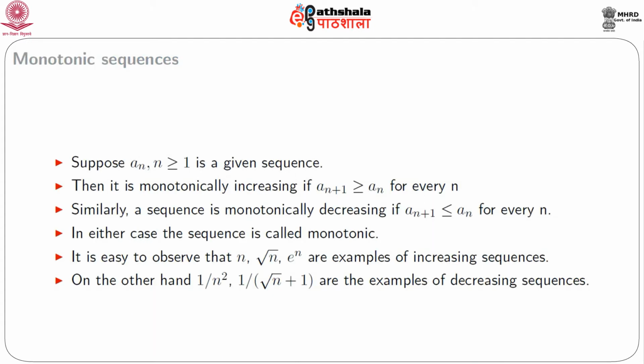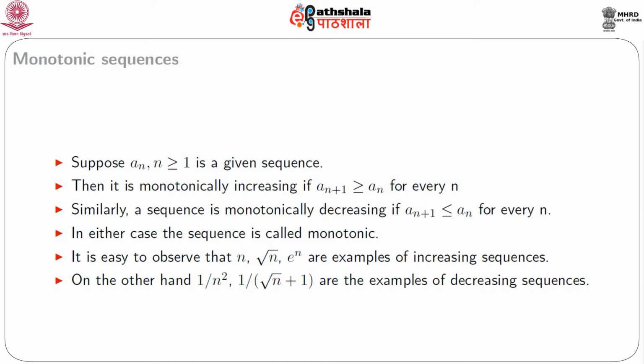So, this leads to the concept of monotonic sequences. Suppose a_n is a given sequence, then it is monotonically increasing if a_(n+1) is greater than or equal to a_n for every possible value of n. Similarly, a sequence is monotonically decreasing if a_(n+1) is less than or equal to a_n for every n. In either case, the sequence is called monotonic. That is, by a monotonic sequence, we mean either an increasing sequence or a decreasing sequence.